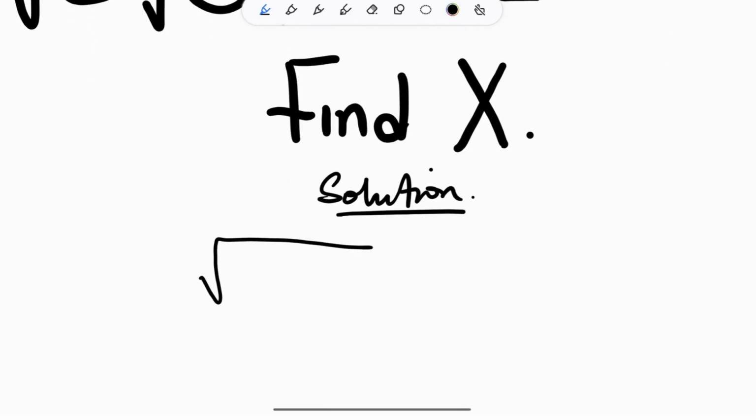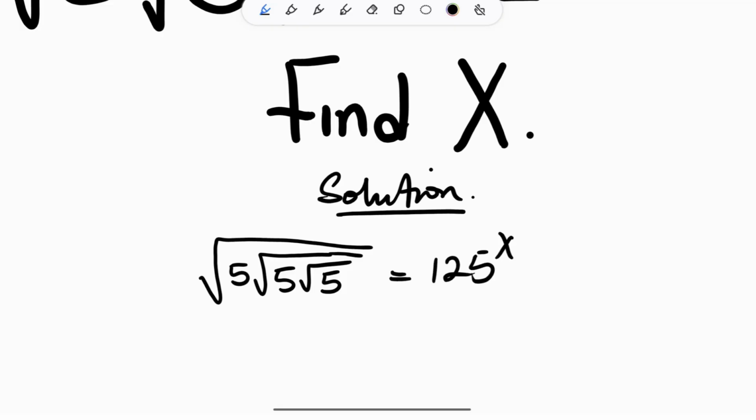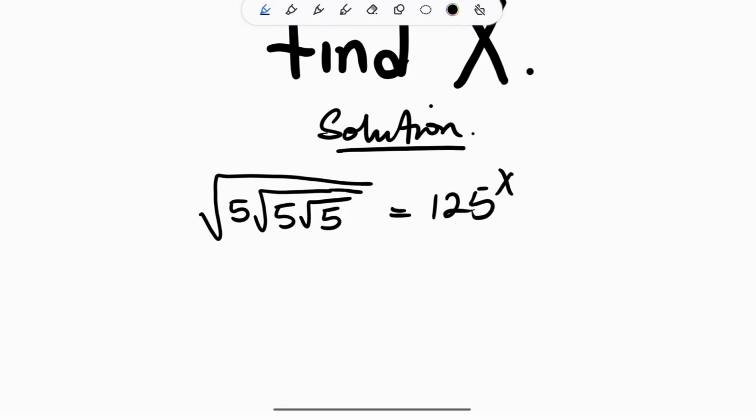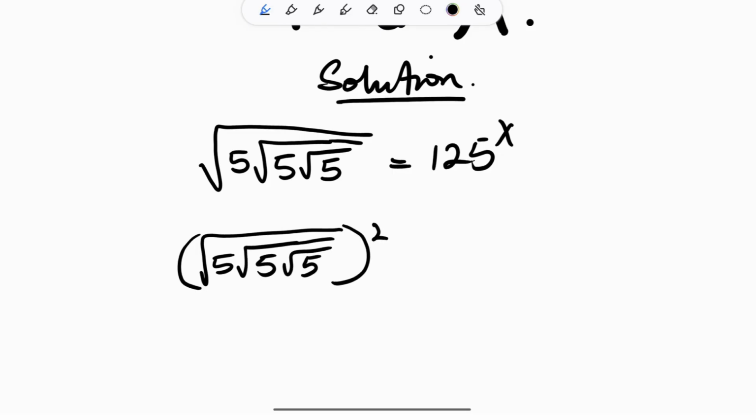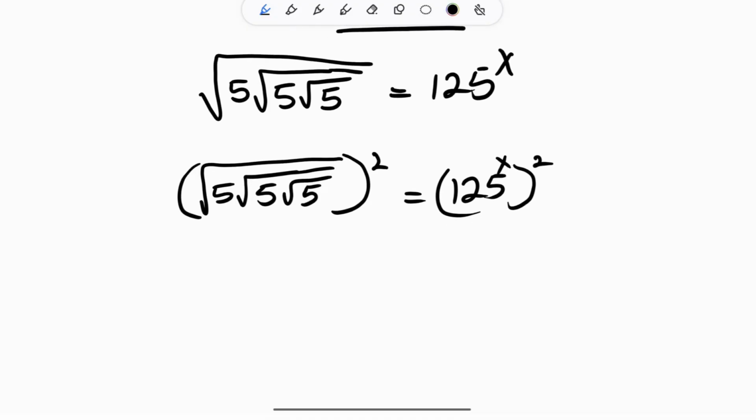So we have the root of 5, root of 5, root of 5 equals 125 raised to the power x. The first thing to do would be to square both sides. For the right hand side, we have that a raised to the power n, all raised to the power m, is equal to a raised to the power mn.